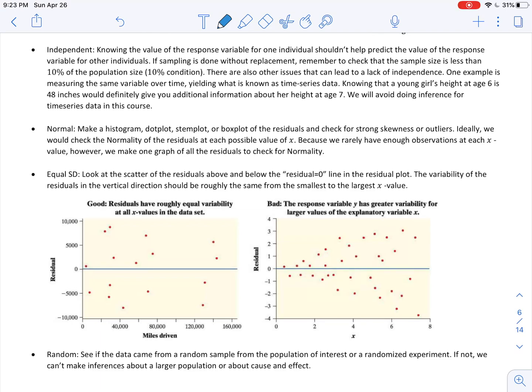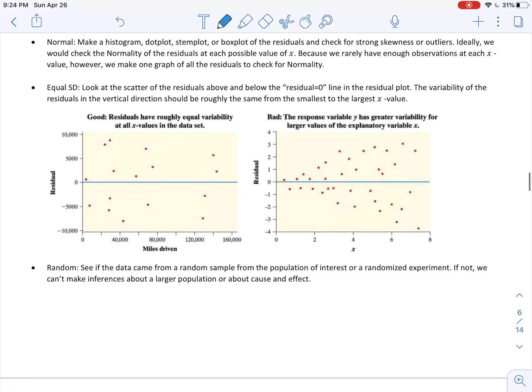We've done that before. For the independent condition, knowing the value of the response variable for one individual should not help you make any predictions for the response variable for other individuals. We've checked our 10% condition before. You could do that. There technically are other issues that could cause lack of independence. We're not going to get into this, but theoretically, if you measure a girl's height at age 6, it's going to help you predict her height at age 7. So that is an issue. It's called time series data. We're not doing that, but theoretically it's something you should know.